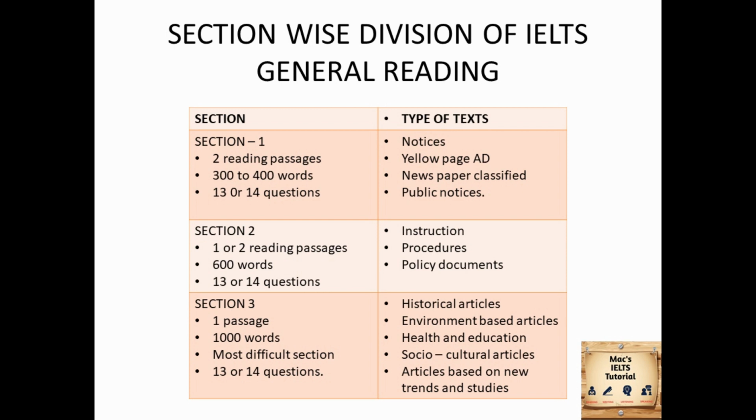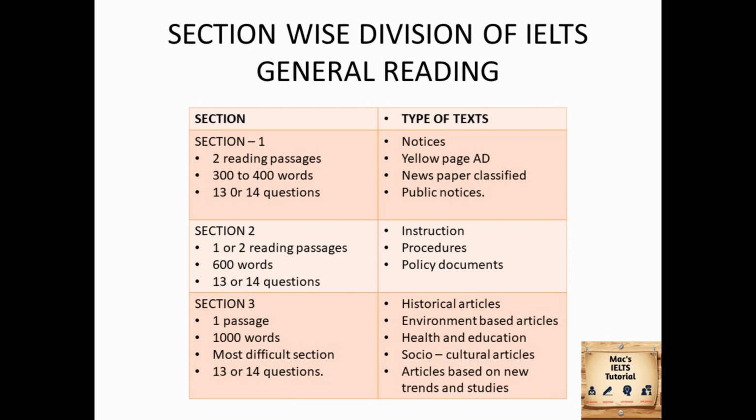Talking about the second section, you may have either one or two reading passages whose length would be 600 words, which is followed by 13 or 14 questions. The type of text which you may face under this section are instructions, procedures, or policy documents. That is, you may be given instructions about how to use a particular product or procedure of how to make a particular dish or any policy documents like insurance or a warranty document.